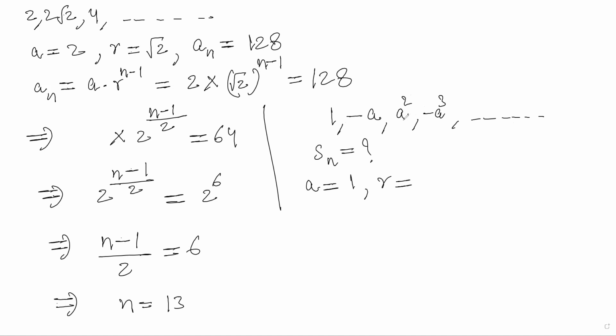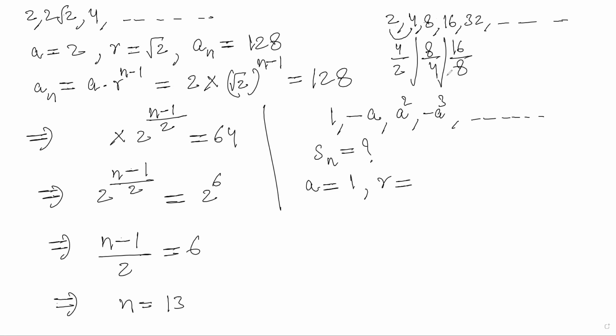How will you find r? Okay, tell me, how will you find r in this case? What is r? Sir, is it 2? Yes. How did you find out it's 2? Sir, because every number is multiplied by 2. Okay. Also you can say that if we divide 4 by 2 we get 2, or if we divide 8 by 4 we also get 2, and 16 divided by 8 also gives 2. Right, Tariq?